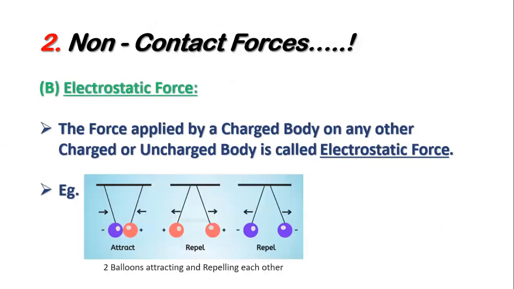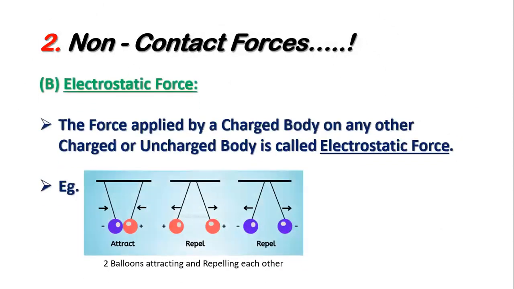Then comes the second, electrostatic force. The force applied by a charged body on an uncharged or charged body is known as electrostatic force. Like in the example, you can see two balloons: a charged and an uncharged body attract each other, while charged and charged bodies repel. Only one charged and one uncharged body attract each other, and the others repel when the charges are the same.